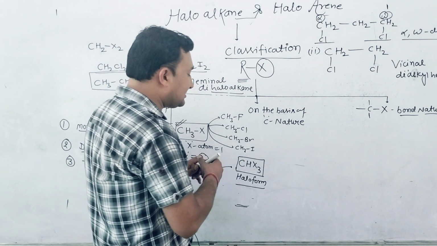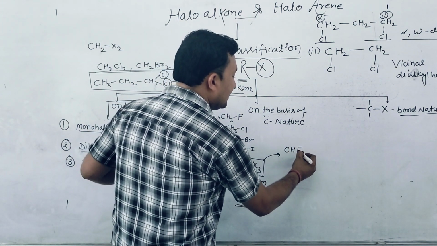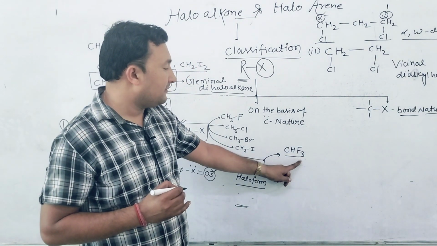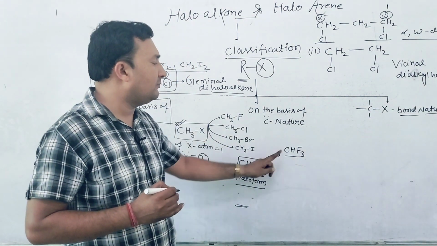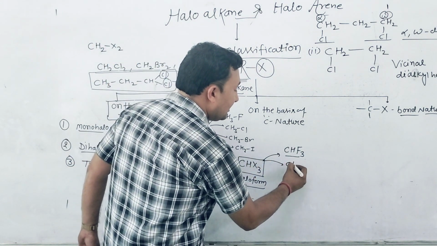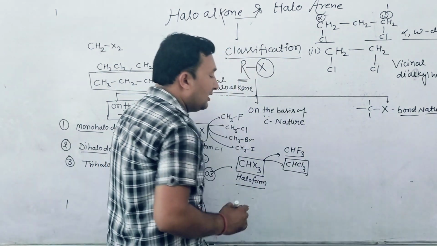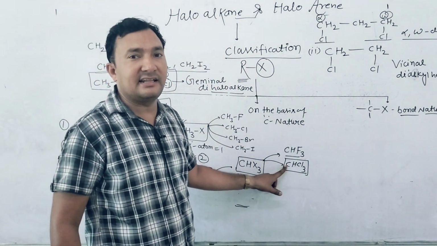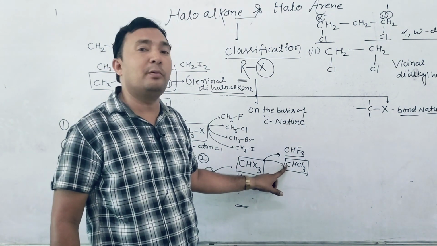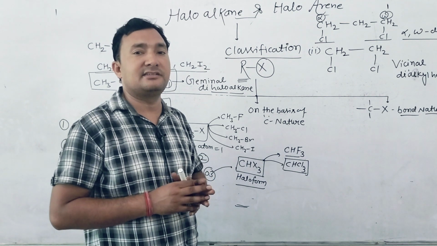If we replace this X with fluorine, then we get CHF3. This is called fluoroform, because we have fluorine and the basic structure is from haloform. If we replace that with chlorine, then it will be chloroform, the most important compound which we have earlier discussed. Chloroform is used as an anesthetic, and it is very important to know that chloroform should not be kept openly in contact with air and light. It has been asked several times in the examination.